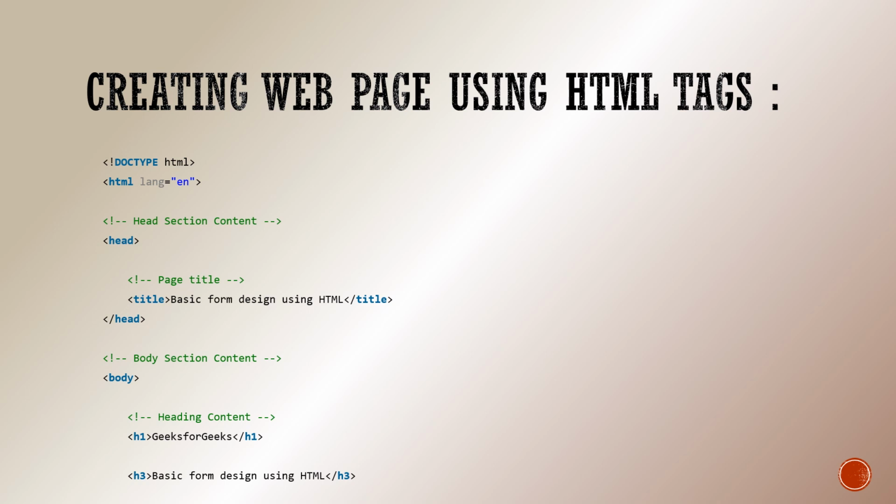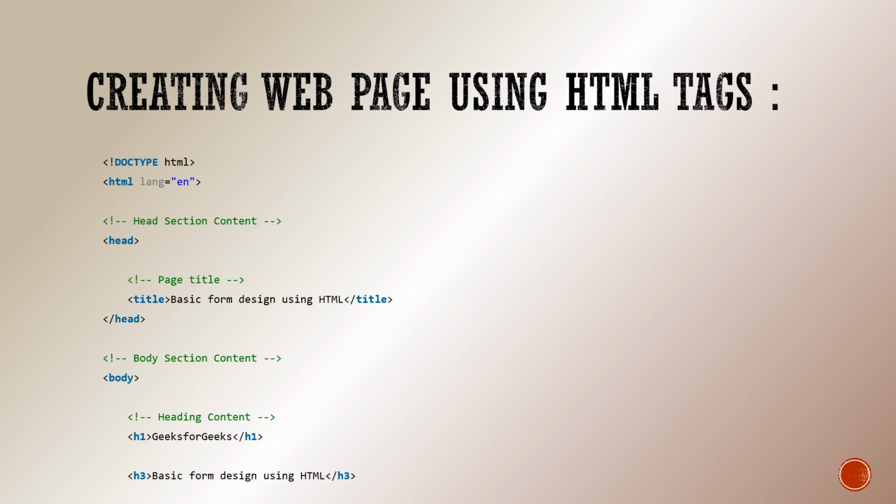If you go with the head section, in the head section we'll be having the title tag. If you see here, basic form design using HTML, this would be the title, which is placed between the head tags. Next, after the head tag, we'll be continuing with the body section content. In the body, H1 is used for Geeks. With the H1 tag, I'll be showing what Geeks will look like in the output section.